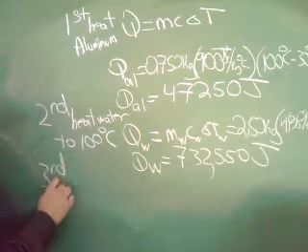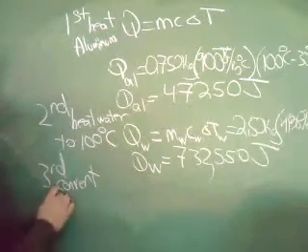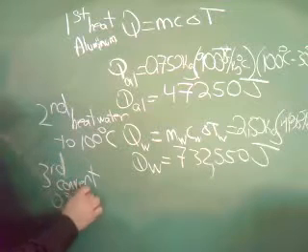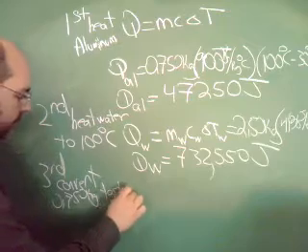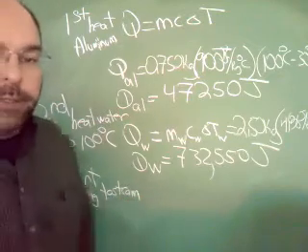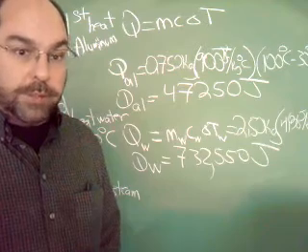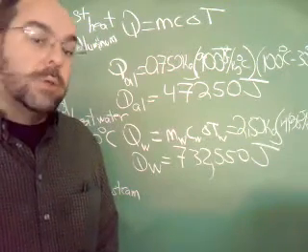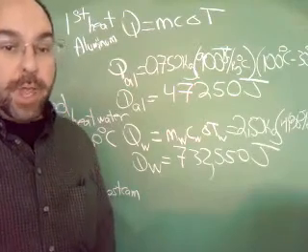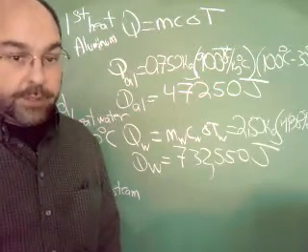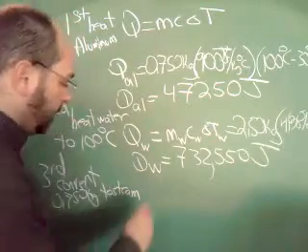Third, convert 0.750 kilograms of water to steam. Now we're into the latent heat of fusion. Once the water, I said fusion, I meant vaporization. Once the water is at its boiling point, it will vaporize. It'll turn into a gas. It'll stay at 100 degrees Celsius, but in order to turn into a gas, we have to add more heat.